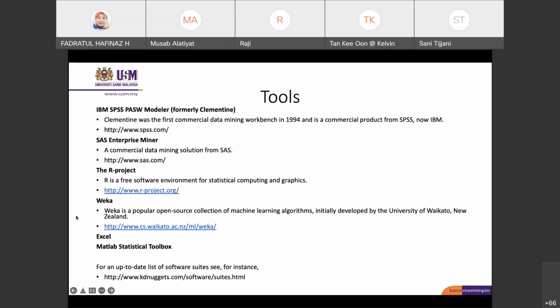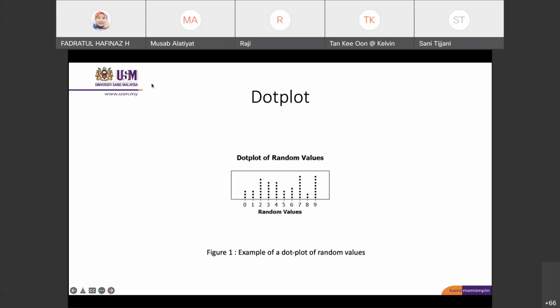All right. So here are some example of the tools that we could use when we want to visualize the data in a graphical format. Okay, you can use SPSS, SAS, the R, Weka, Excel, MATLAB, or even Python, right? This is very basic one, huh?